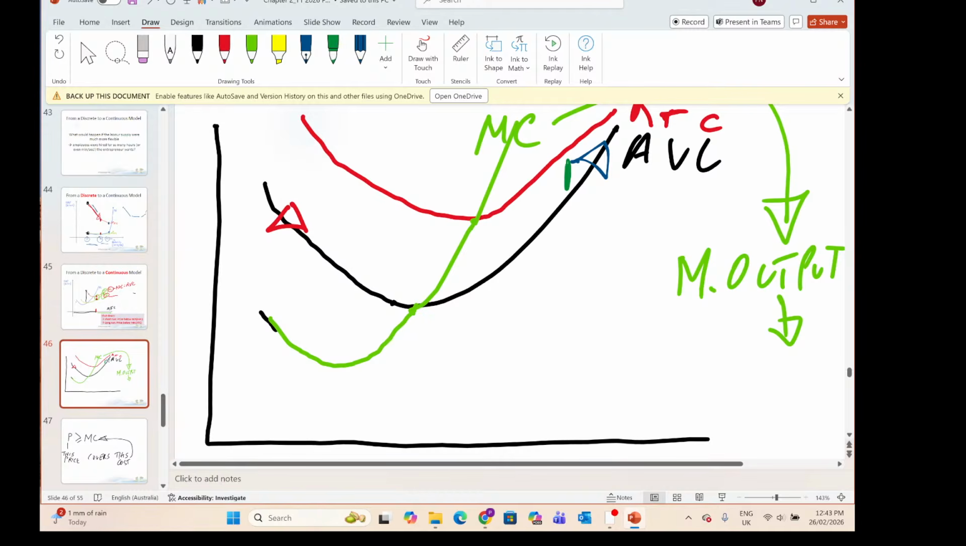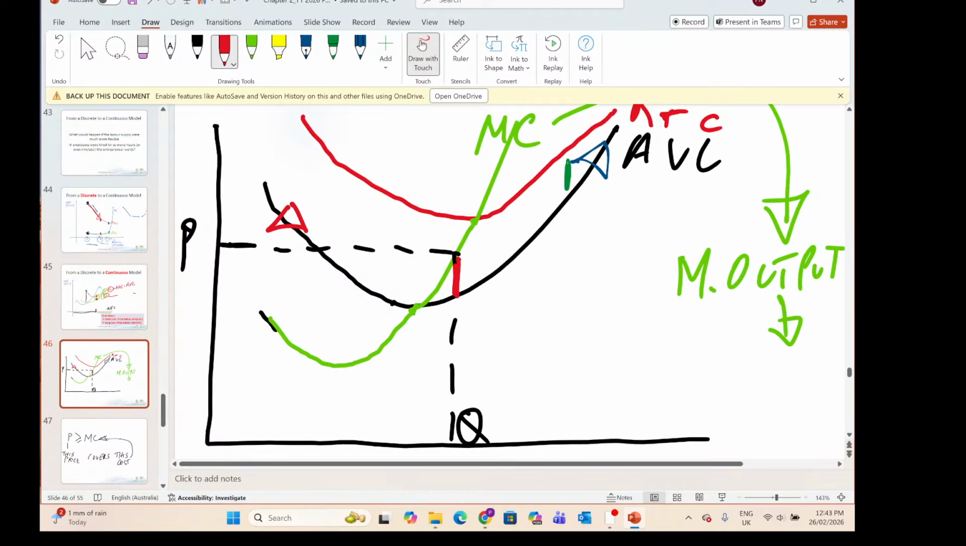So let's come over here to our diagram, and I'm going to illustrate this now by inserting different prices. So imagine that I have a price here, right? That's P. What I do is I come across to our marginal cost curve, and that will be the quantity that I produce. So I'm producing at P, I'm producing Q. But what you will notice at P is that this price is above the average variable cost curve, but actually it's below the total cost curve.